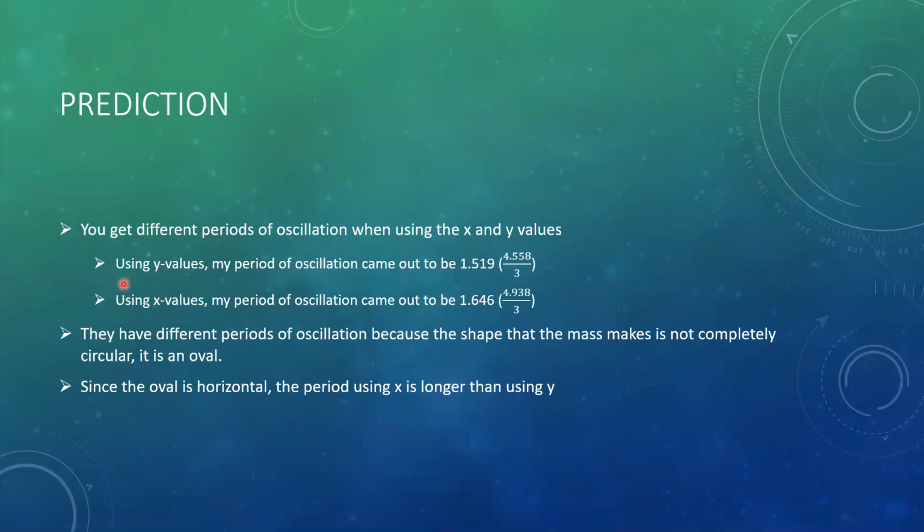So the prediction here, why do we get different periods of oscillation? When I use Y values, it's 1.519, and when I use X values, the period is 1.646. Well, as you saw in my GlowScript video, the path is not a circle, it's actually an oval. So this means that one period will be longer than the other.